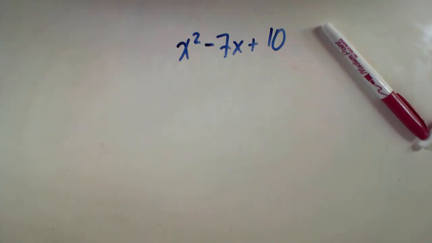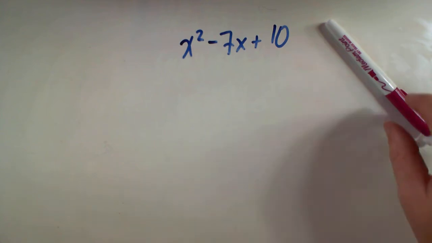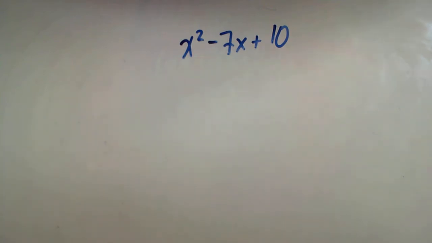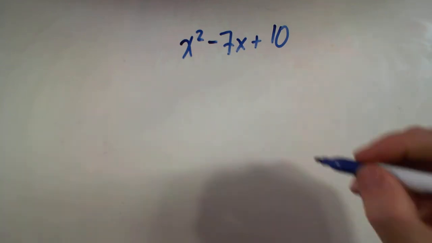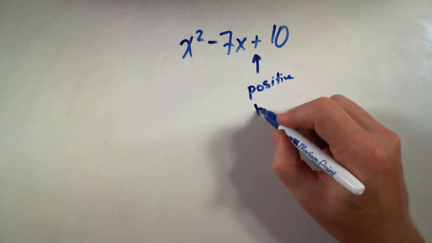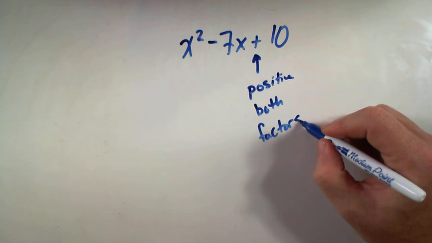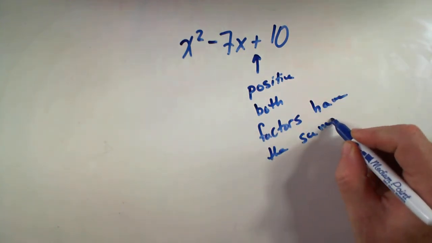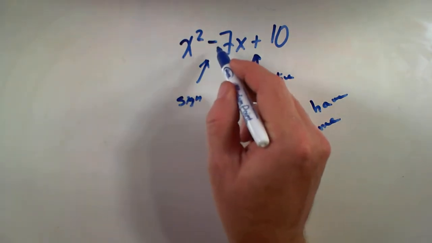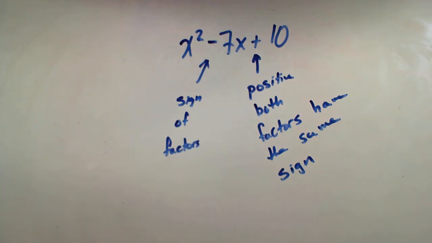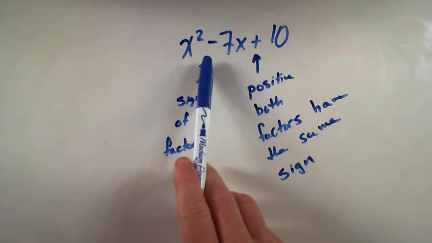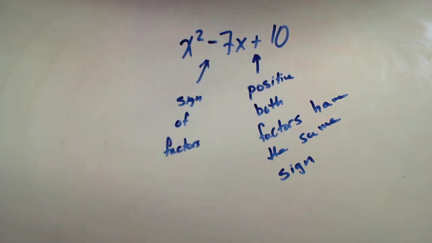All right, so now we're going to factor x squared minus 7x plus 10. This time, notice that this sign is different. In the last problem, we had two positives. Now we've got a negative. Well, let's just say that if this sign is positive, then both factors have the same sign. And that is the sign of the factors, because they're both the same. This time they are both going to be negative. So the fact that this sign is positive tells us that both factors have the same sign, and then this front sign tells us what the sign of those two factors is.